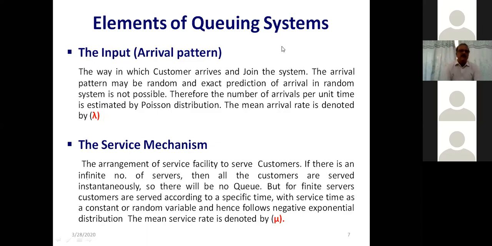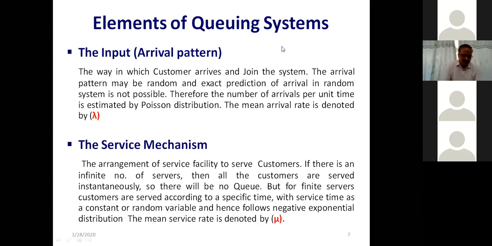random. Most of the time, the arrival pattern is random. It is not necessary that to a doctor's clinic one patient will come in 1 hour only. It is quite possible that 10 patients may come in the first hour and in the last hour there will not be any patient. So the arrival pattern is always in fact random. And exact prediction of these arrivals in a random system is not possible. Therefore, the number of arrivals per unit time is estimated by a distribution.